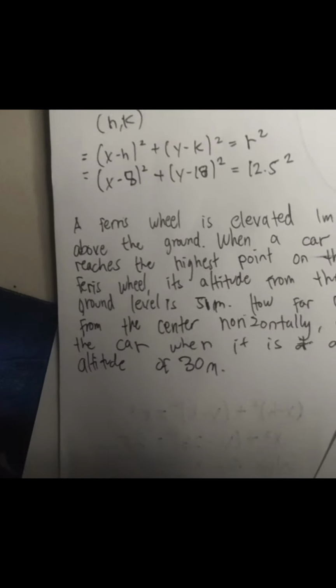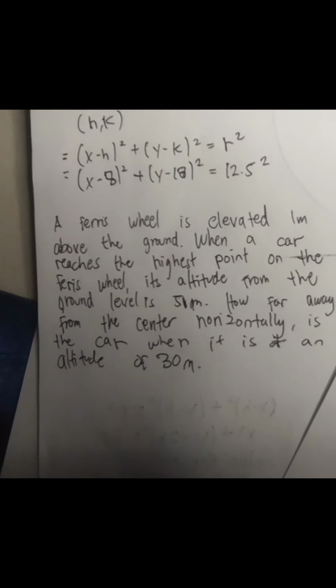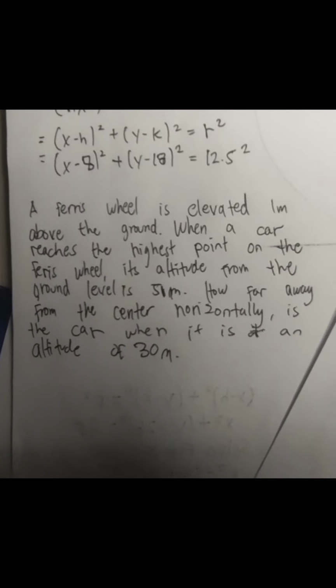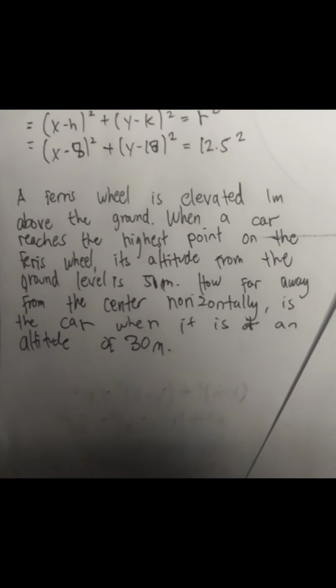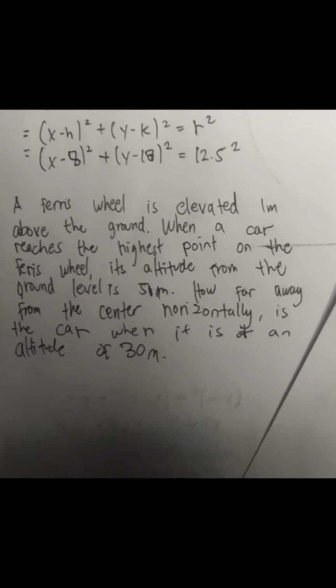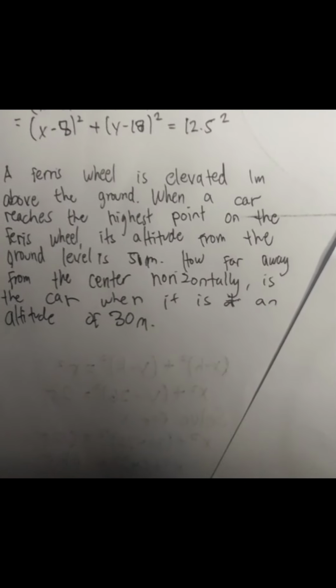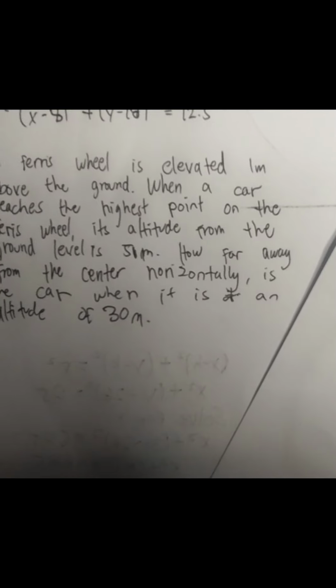Our second problem is: a Ferris wheel is elevated 1 meter above the ground. When a car reaches the highest point on the Ferris wheel, its altitude from the ground level is 51 meters. How far away from the center horizontally is the car when it is at an altitude of 30 meters?